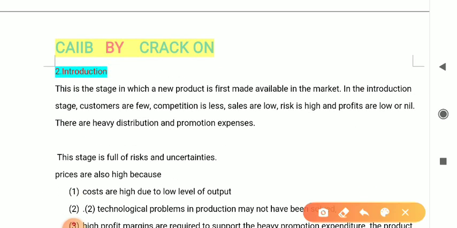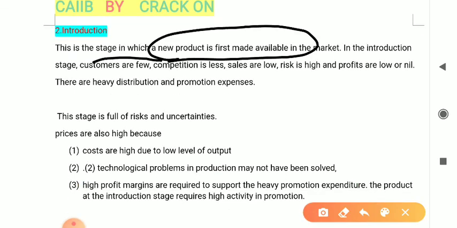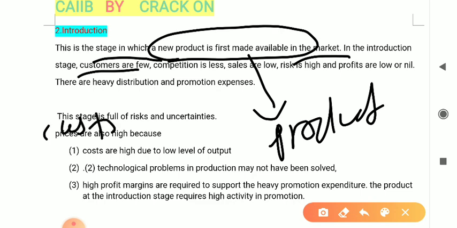So next we can see introduction. This is the stage in which a new product is first made available to the market. So in this stage the product will be launched and made available to the market, right? Then in the introduction stage, what are the characteristics? Here customers are few. Customers are few, competition is less.